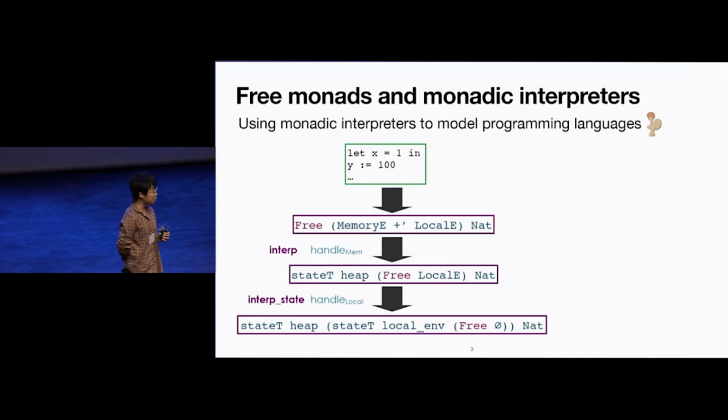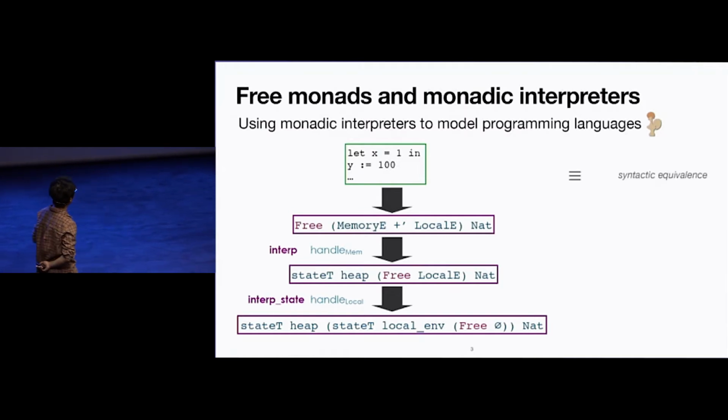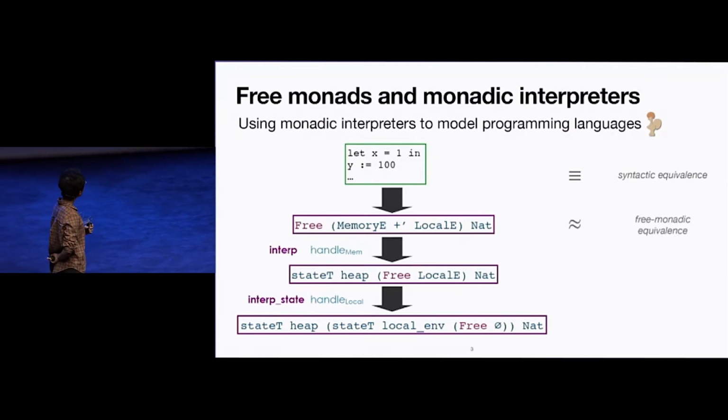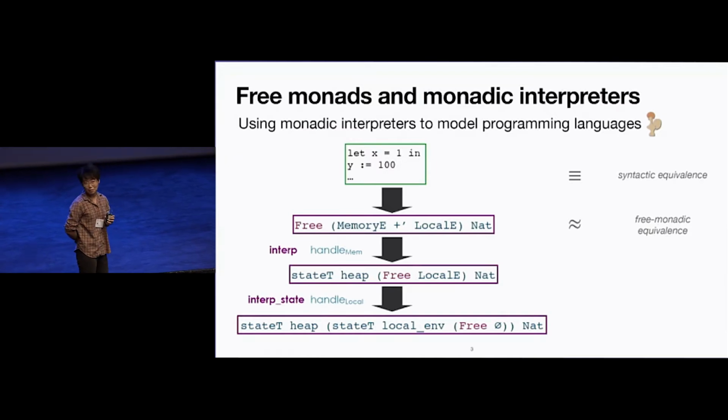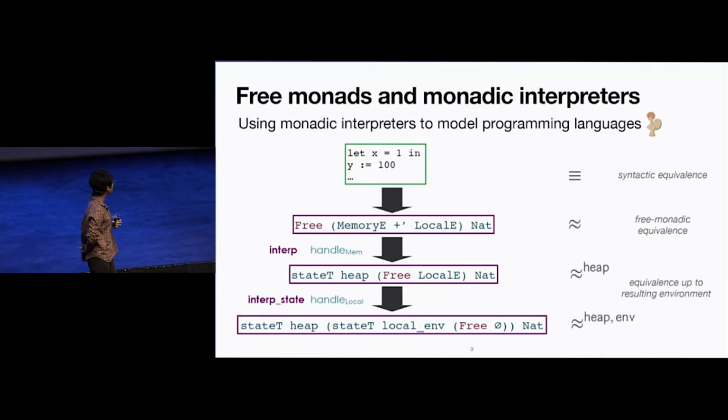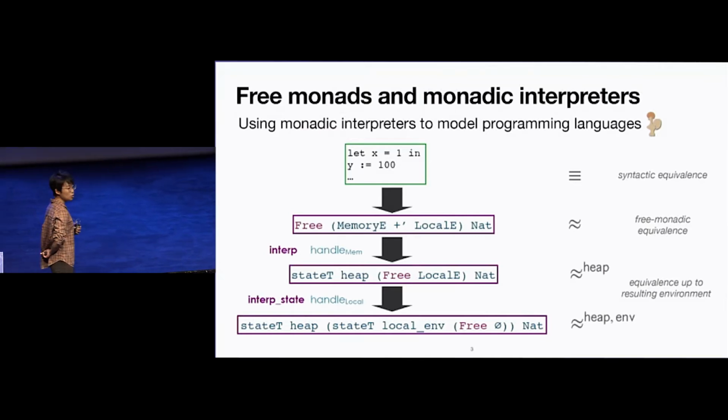And at each layer of interpretation, we have a new notion of equality. You can imagine at the OCaml level, you have the syntactic notion of equivalence. Whereas on the free monad, you can have a free monadic equivalence, assuming that you have an equivalence defined for your free monad. And then for the last two monads, you can imagine that you can define some kind of notion of extensional equality, which is an equivalence up to the resulting environment of state.